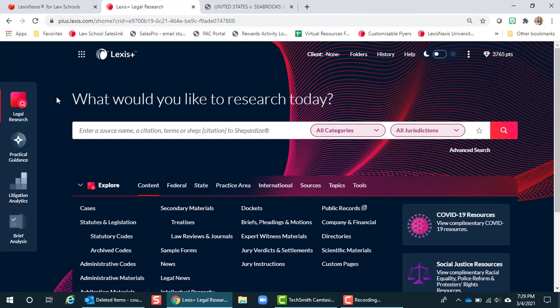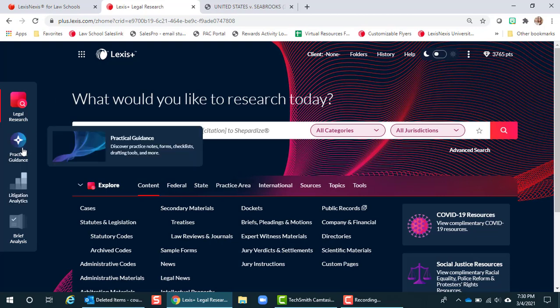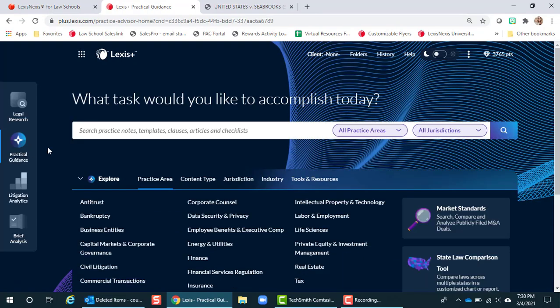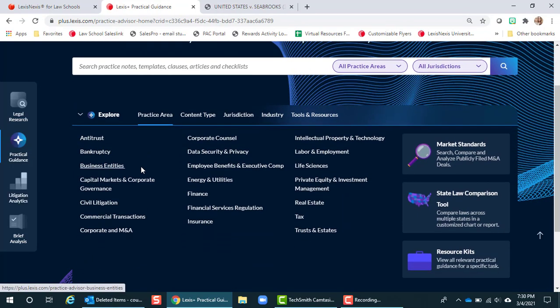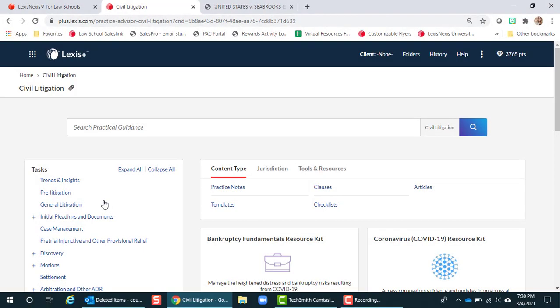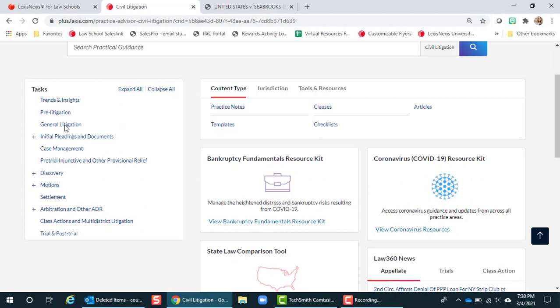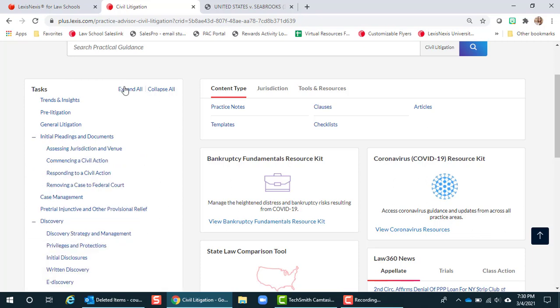Whenever you are asked to draft something for civil litigation, one of my most favorite tools on Lexis is under Practical Guidance. It's the second tab over here on the left. This is all divided by practice area once you're in here, and there's a civil litigation module. When you go in here over on the left, you're going to have all the different tasks or parts of litigation from start to finish. You can expand them all and go through them.